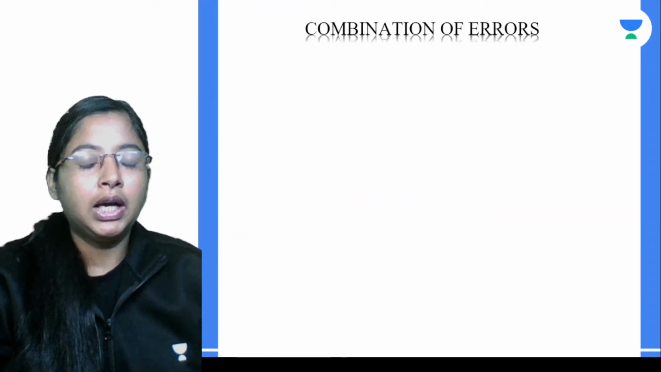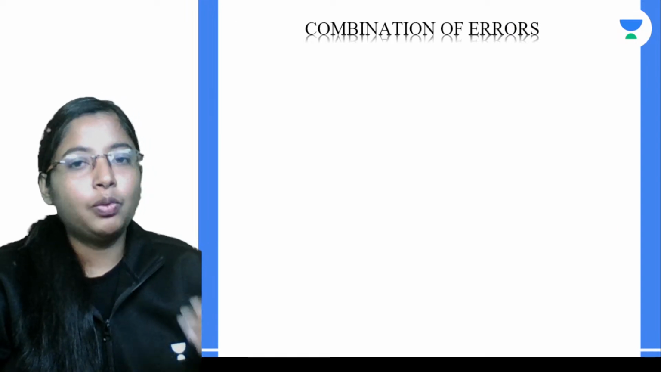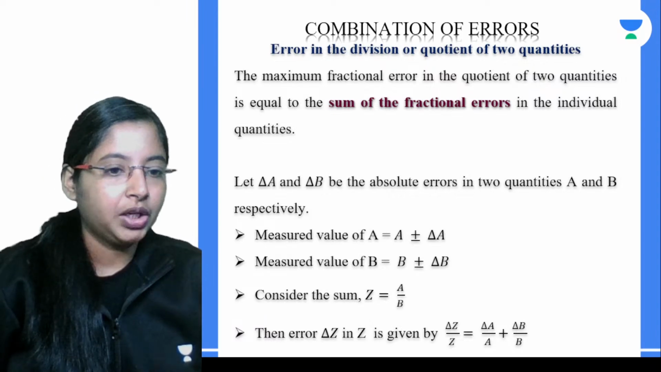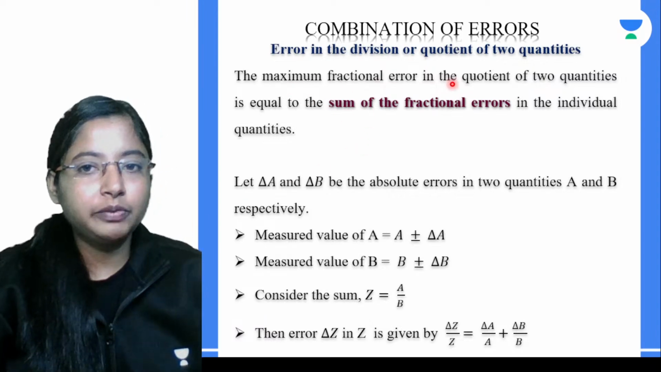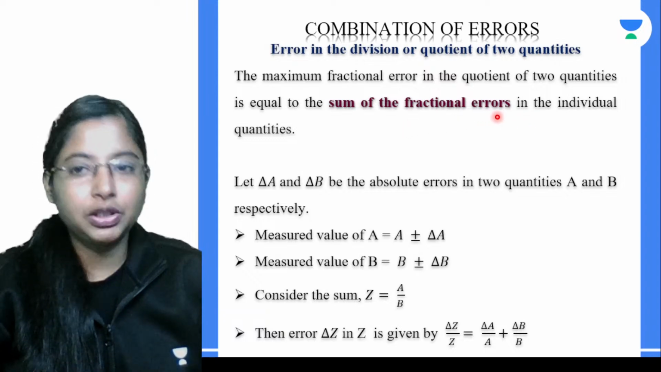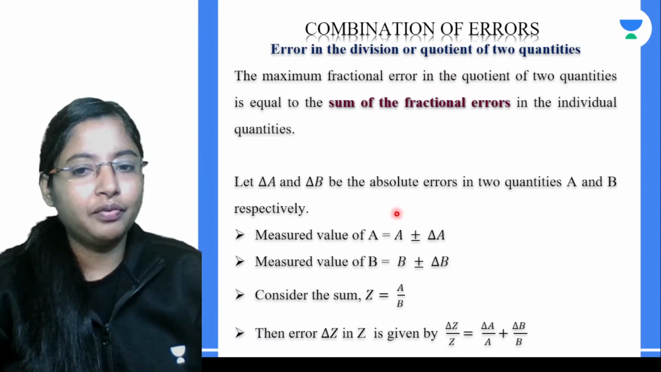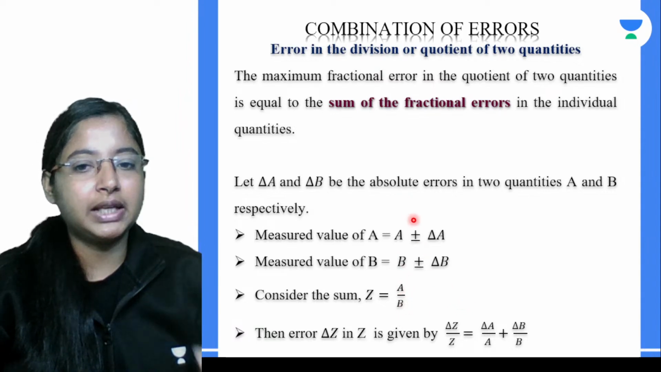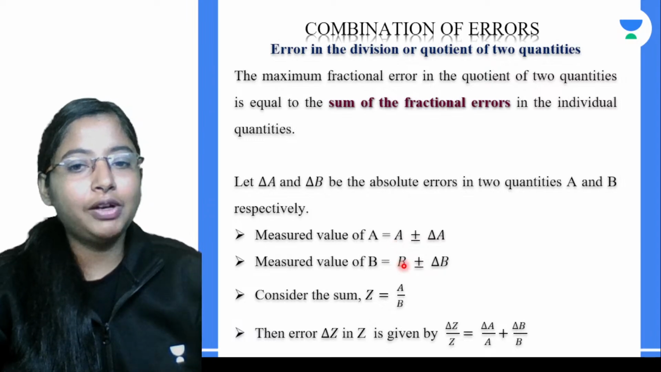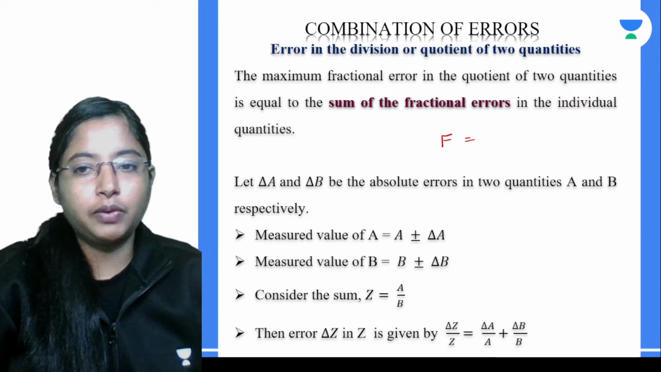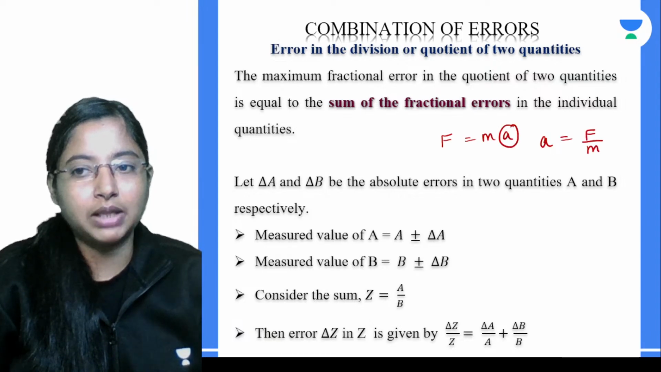Okay, now the next quantity we are going to see is, what do we do when we have to divide two quantities? So I'll quickly explain this. The maximum fractional error in a quotient of two quantities is equal to the sum of fractional errors in the individual quantities. Very simple. For example, let's say force is equal to mass times acceleration. If acceleration is asked, acceleration will be force by mass. Very simple.